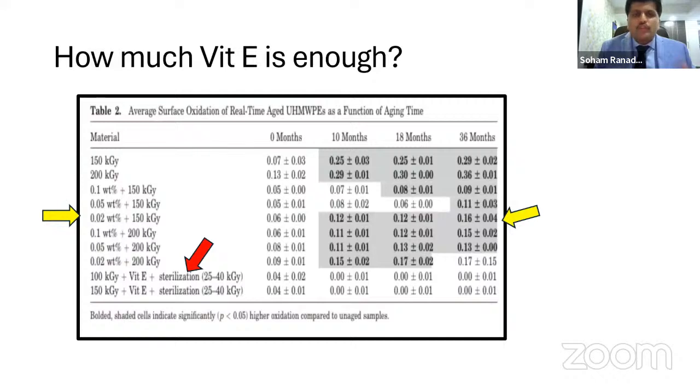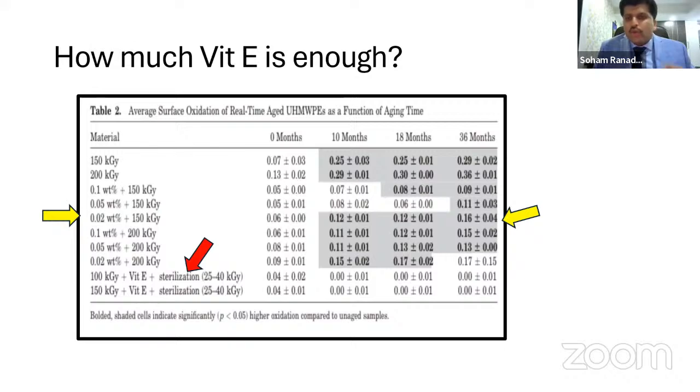There was no change seen in the fatigue failure rates, which is important for total knee arthroplasty. Now, how much vitamin E is enough? Do we have an answer? Yes. For doped vitamin E, as low as 0.01% per weight is adequate, but for blended vitamin E, even 0.02% weight is not enough. As we can see in the yellow bar, at 36 months, it shows a wear of about 0.16.